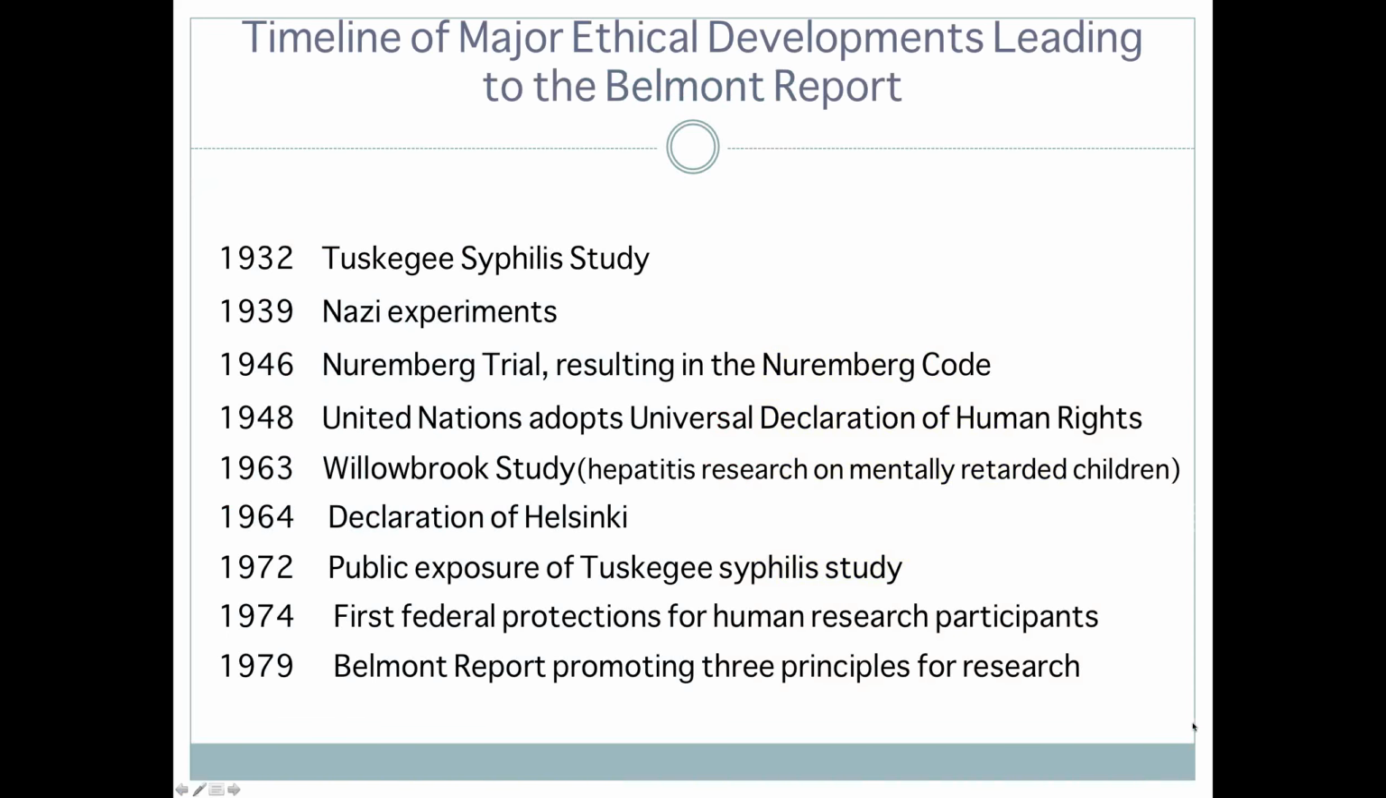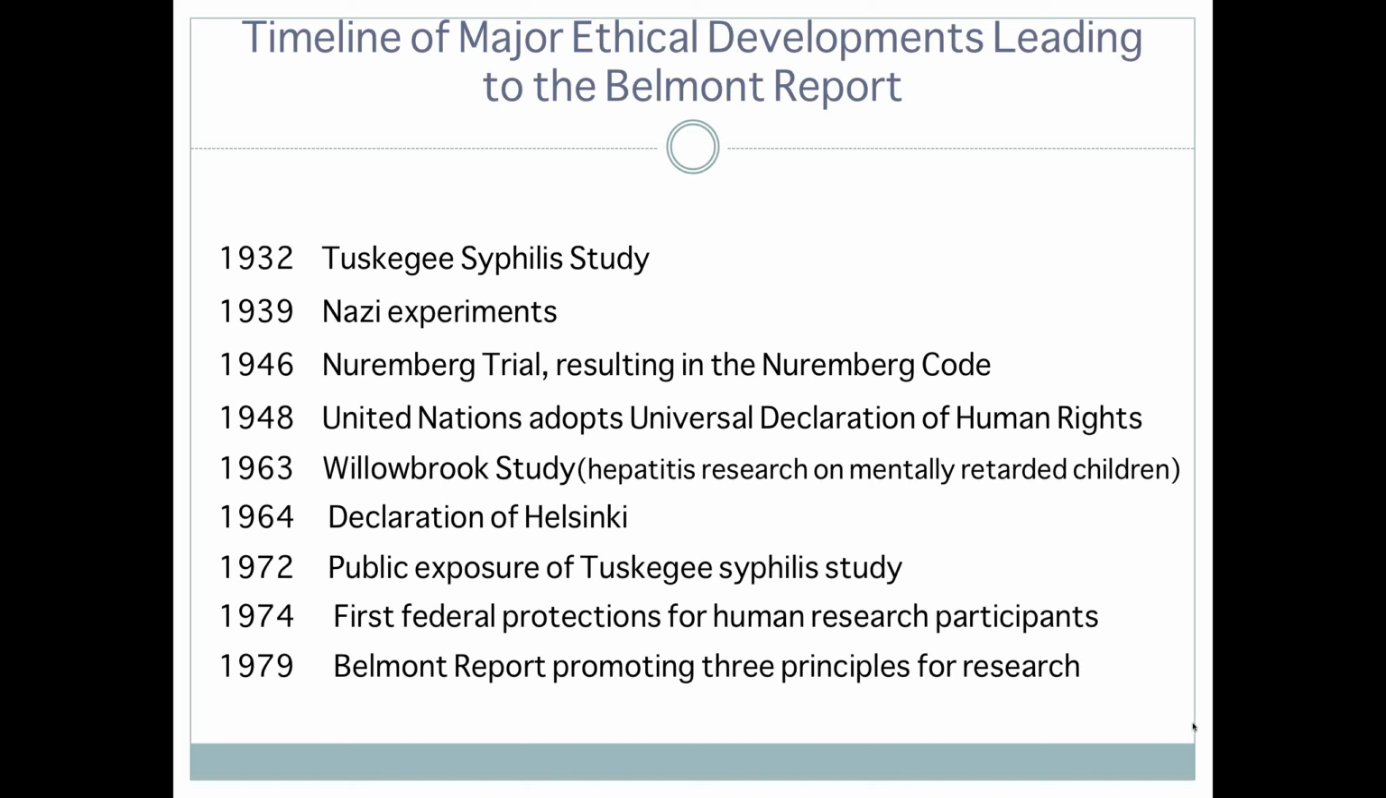So I wanted to display a timeline of what would be the major ethical developments that led up to the Belmont Report, which is the underpinning of all of our research with human subjects. So the Belmont Report is in '79. It's the foundation for all of the work for institutional review boards and for promoting the principles for research.